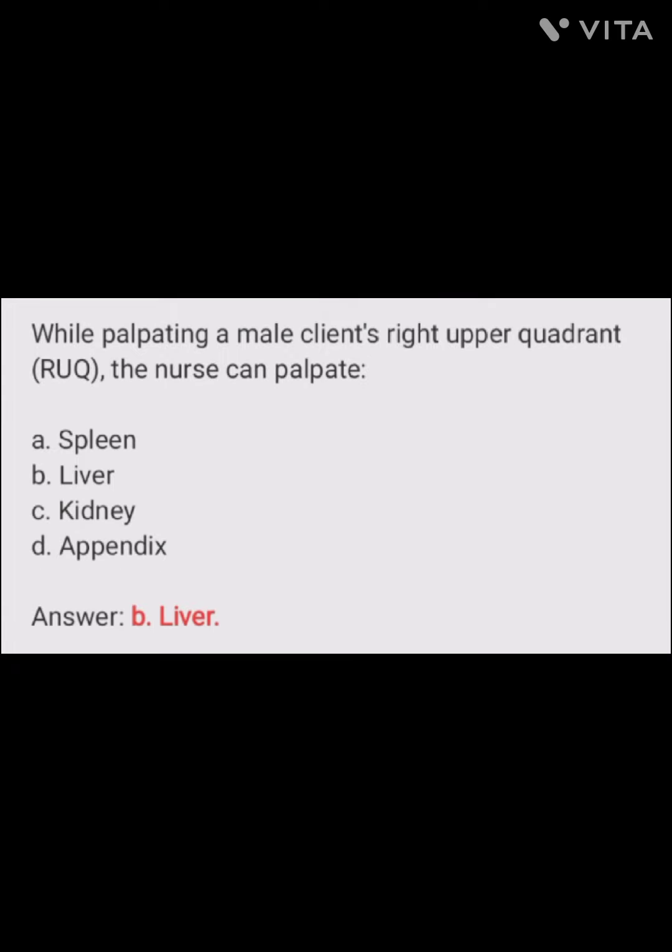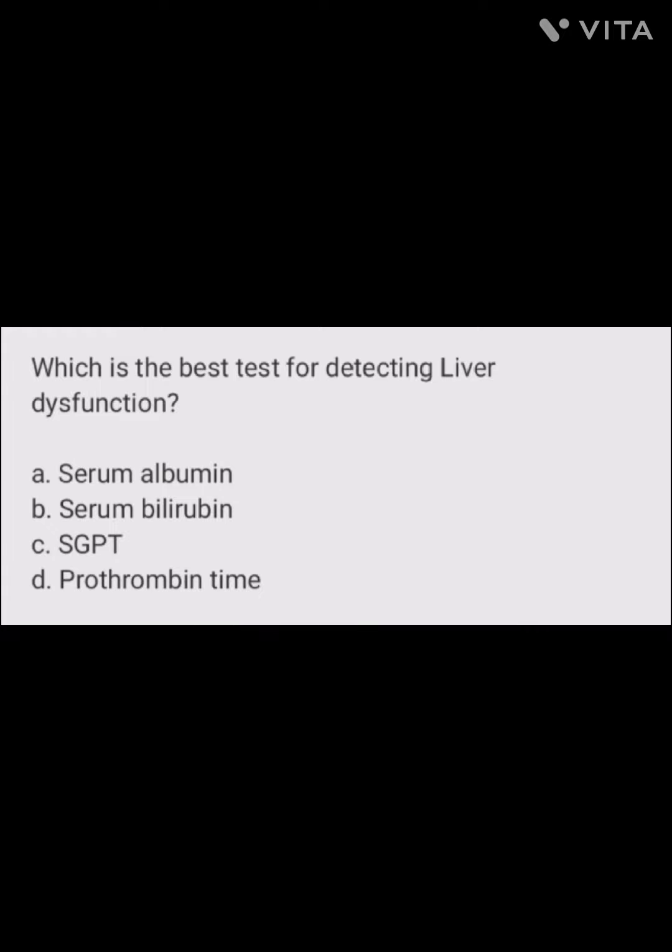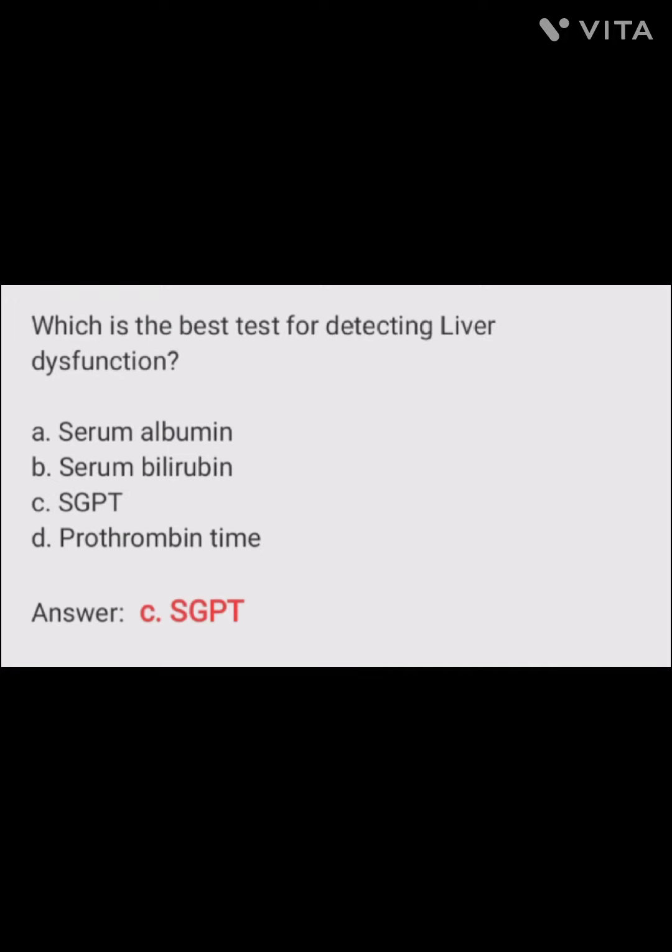Liver. Next question. Which is the best test for detecting liver dysfunction? A. serum albumin, B. serum bilirubin, C. SGPT, D. prothrombin time. And the answer is SGPT. Here SGPT means serum glutamic pyruvic transaminase.